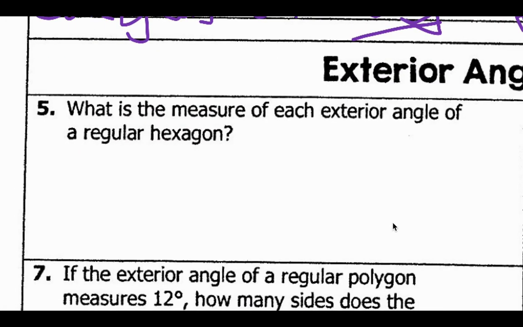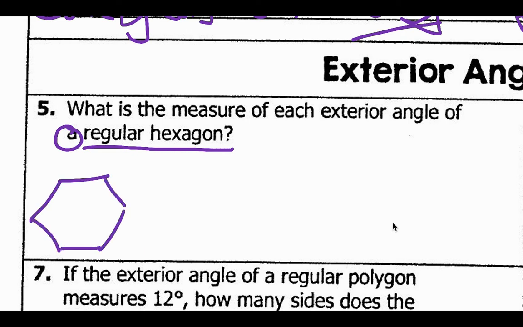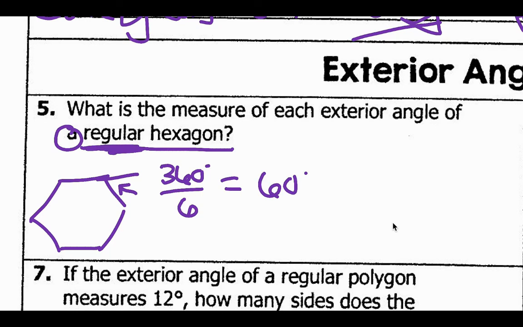So number 5 is saying, what is the measure of the exterior angle of a regular hexagon? So this is a regular hexagon. So we'll know that our hexagon here, that the exterior angles all add up to 360 degrees, but we want to know what just this one is. So if we just want to know what the one is, well, there's 6 of them. If it's regular, then they're all the same size, so I'm just going to divide, and I'm going to get 60 degrees.